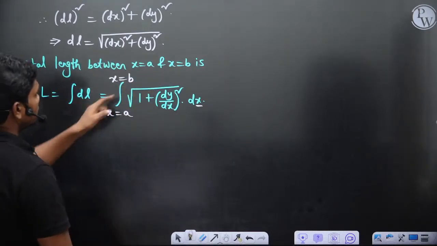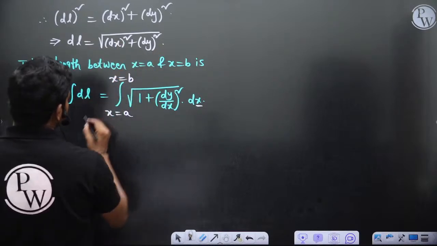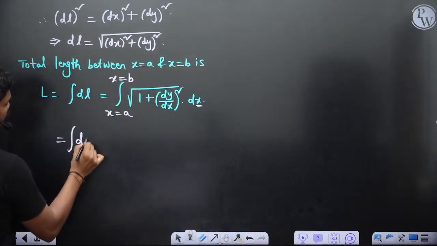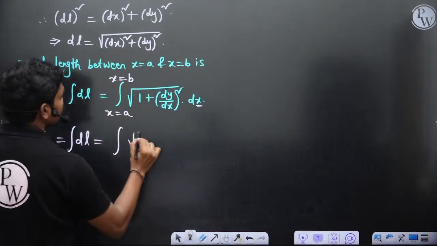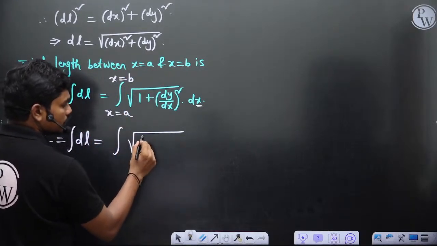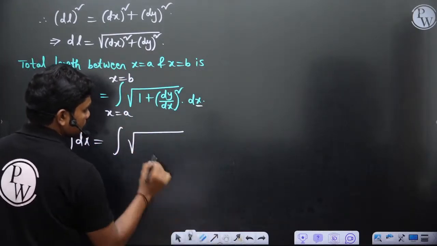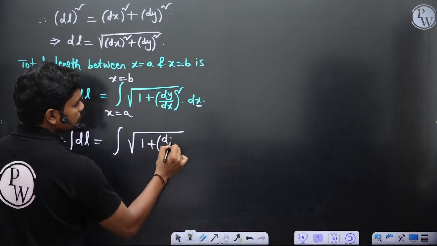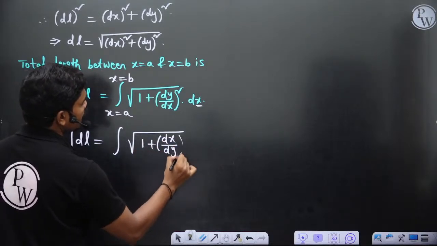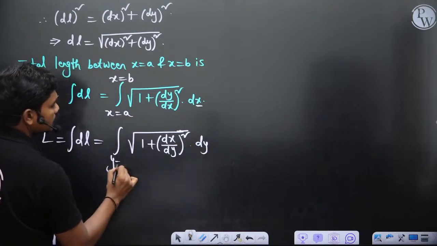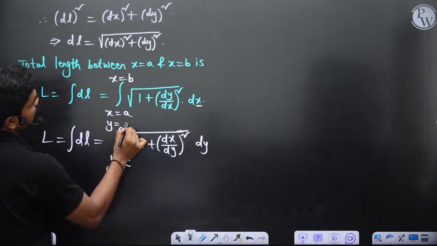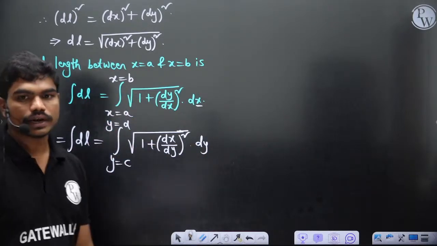Or if you want to take dy common, L is also equal to integral dl. If you take dy common, then you have dx by dy whole square plus 1, or maybe I can write it as 1 plus dx by dy whole square, sometimes it's comfortable to integrate this, multiplied with dy, of course, and y is equal to c to y is equal to d. You can apply any of these two formulas, you'll get the answer, of course.